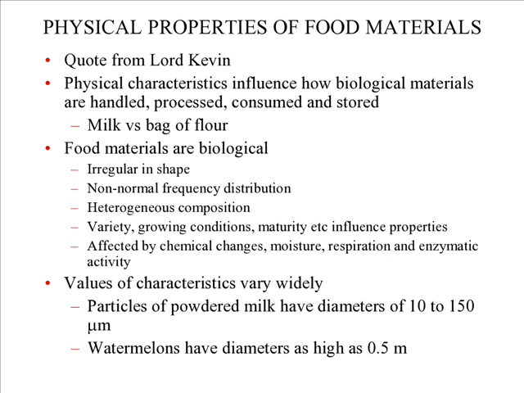There's also variety, which can be different for a different biological material. Growing conditions have an influence, the maturity of it has an influence, and all of these different things influence the properties of a biological material. They're affected by chemical changes such as decomposition, moisture, respiration, and enzymatic activity. The values of characteristics vary widely. For example, particles of powdered milk have diameters from 10 all the way to 150 micrometers. And watermelons have diameters as high as half of a meter, or 1.5 feet.